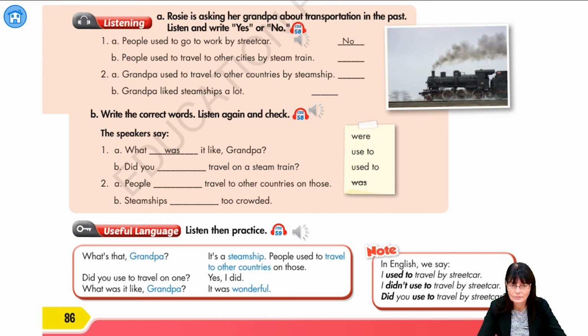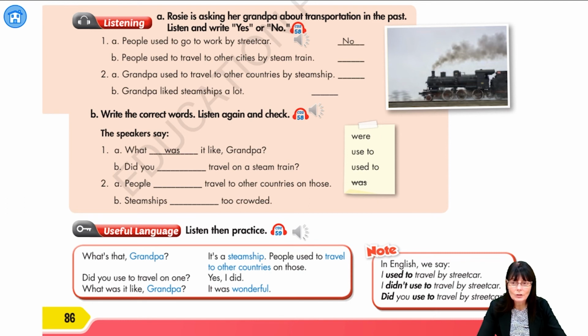Oh, and this one, Grandpa? It's a steamship. Wow, it's beautiful. Yes, people used to travel to other countries on those. Did you used to travel to other countries by steamship, Grandpa? No, I didn't. Steamships were too crowded. So how did you travel to other countries? I used to travel by airship. Is it this one? Yes, it is. What was it like, Grandpa? It was expensive, but fast.